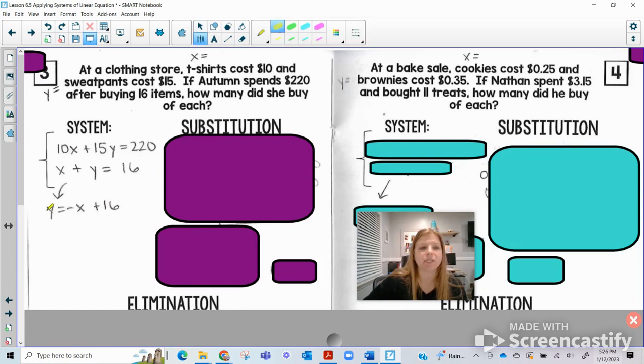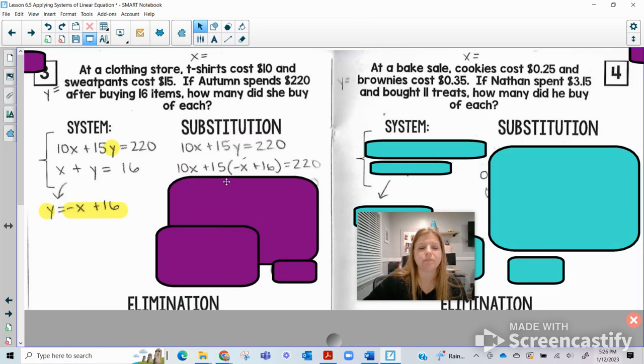So now for substitution, this means since y is equal to negative x plus 16, where I see y in the other equation, I'm going to replace it. So now my first equation would look like this: 10x plus 15 times (negative x plus 16) is equal to 220. If you want to pause the video right now and solve this and then press play and check to see how you did, please do.